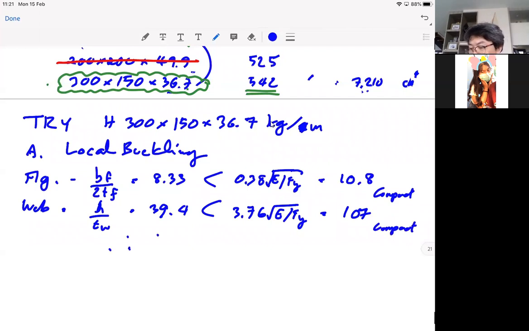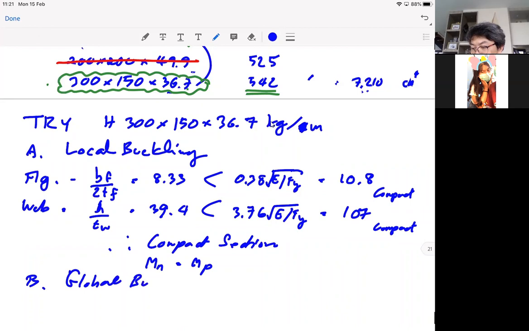So you can conclude that you have a compact section. And you can also say that your nominal moment is equal to Mp, right? And then we go to check the global buckling. You can say global buckling, or let's erase this.